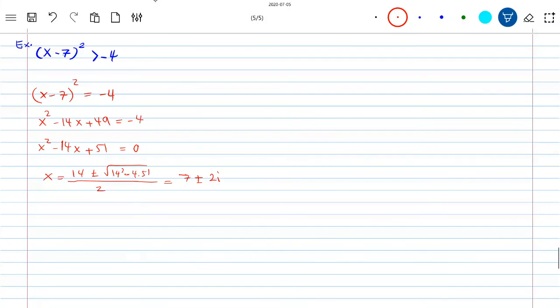The faster way would be from here. Just take the square root of both sides. What do you get? X minus 7 equals the square root of -4. It's minus 2i or plus 2i. These are the two options. So plus or minus 2i, the square root of -4. And what is x? X equals, add 7 to both sides, 7 plus or minus 2i. These are the two solutions that we get through this process as well.